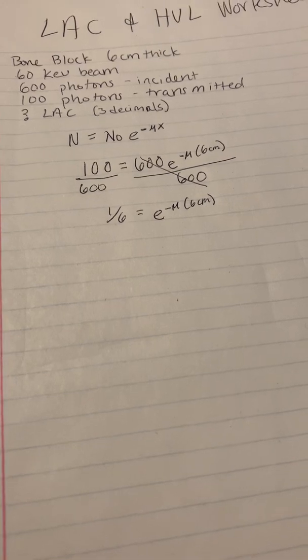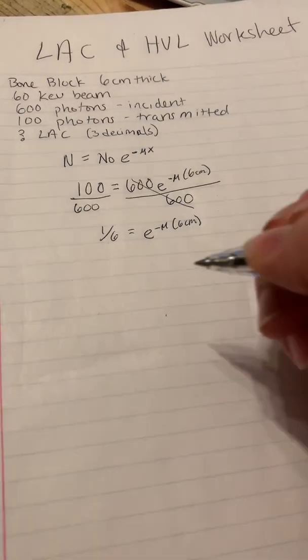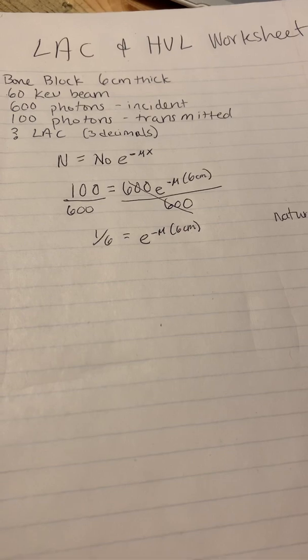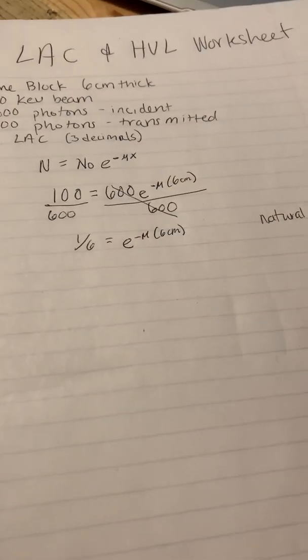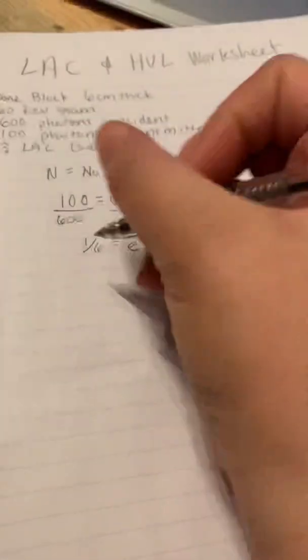Now, to get rid of the e on the one side, you take the natural log. Natural log on a calculator is abbreviated as LN, and this is on most calculators. On cell phones, if you just open your calculator and turn it to the side so the phone is landscape, you should be able to use the natural log function. If not, just let me know.